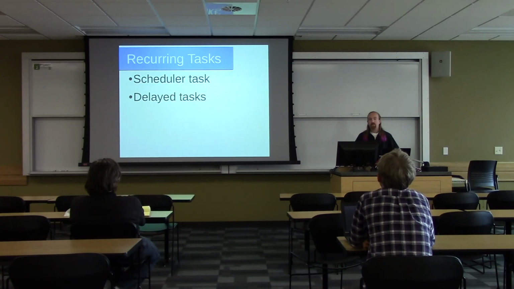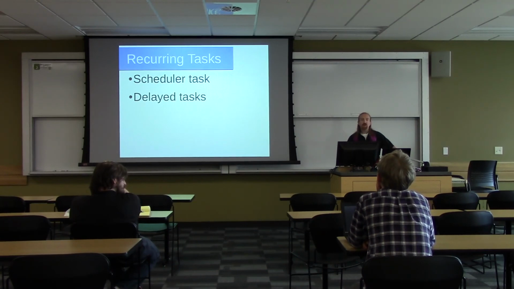So it's scheduling when it gets added to the queue instead of scheduling when it's going to get pulled off the queue. Now the scheduler task is a task that you write yourself that checks the schedule manually rather than using the built-in. That's really the only difference. With delayed tasks you use the built-in, and the scheduler task you have to implement yourself.